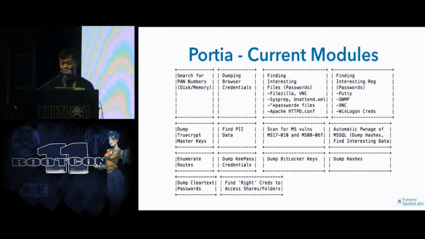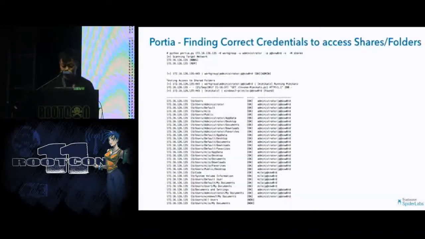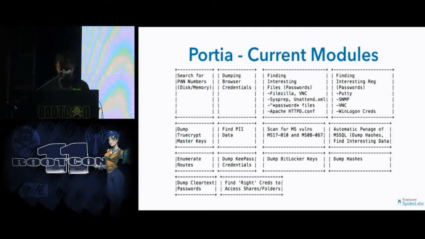You also dump passwords from the registry keys, things like VNC or vLog credentials. You also dump things like the TrueCrypt master key. So if TrueCrypt is open and running on a system, it's able to detect it and dump the TrueCrypt master key, so you can use it to decrypt the disk offline. And then you also find PII data, which is more useful for US people.